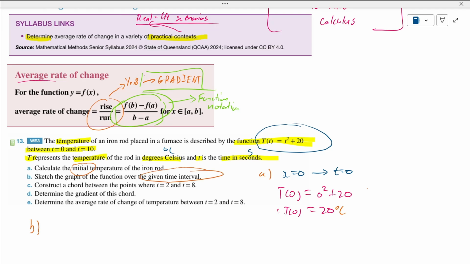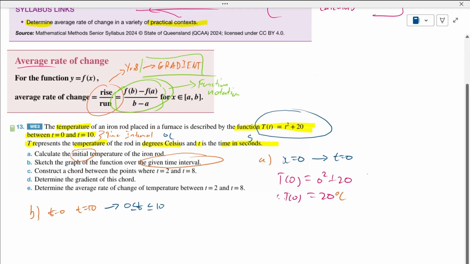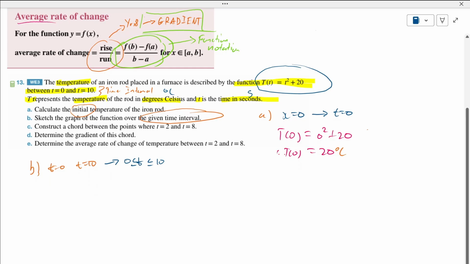Okay, part B is we're going to be sketching the graph of the function over the given time interval. So what is our given time interval? Actually, our given time interval is right here, t equals 0 and t equals 10. So all it's trying to say here is that t has to be greater than or equal to 0 and less than or equal to 10 seconds. So we want to be sketching the graph over this time interval. So obviously with t squared plus 20 here, we know this is a quadratic, so it's going to look something like this. So all we need to be finding is our turning point and our y-intercept.